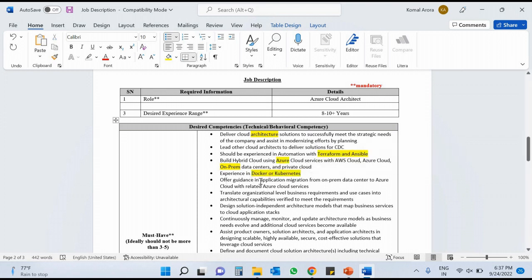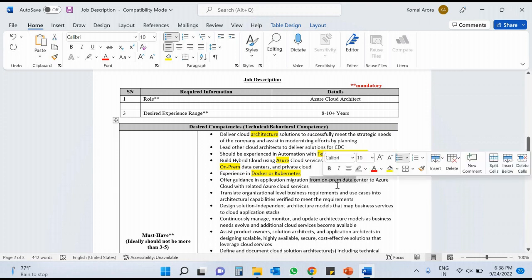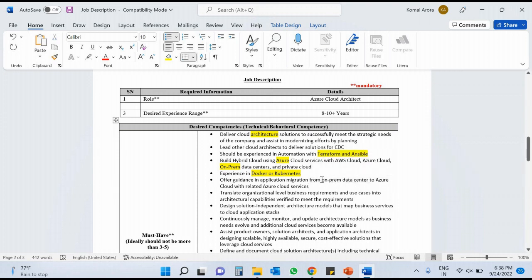Next is offer guidance in application migration from on-prem data center. So I have already highlighted this on-prem data. As I told, I'm looking for a person who has experience in migration from on-prem data. I know that the candidate mentioned this on-prem word in their resume, so I have highlighted this. And Azure cloud, Azure I have already highlighted.